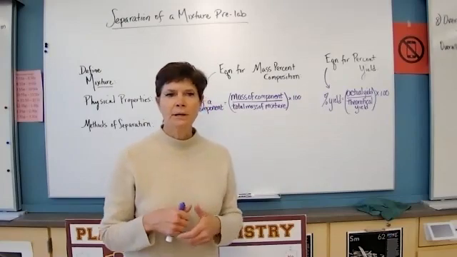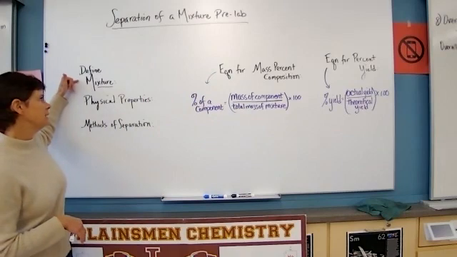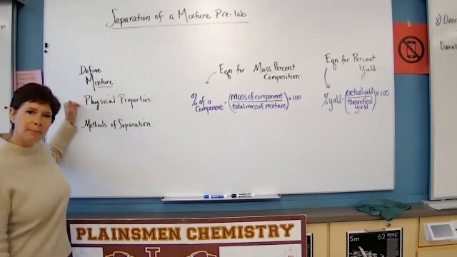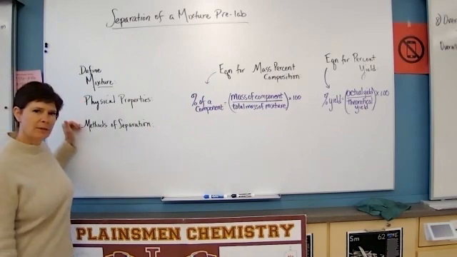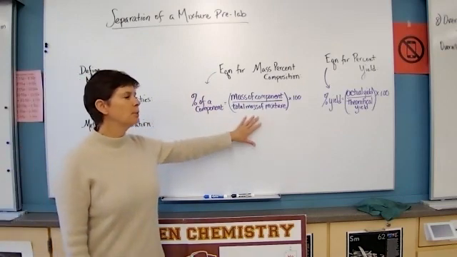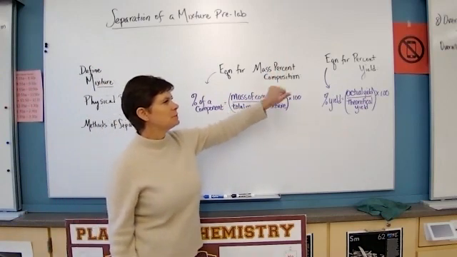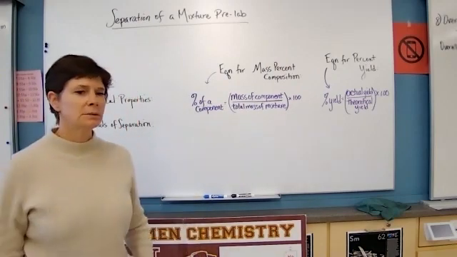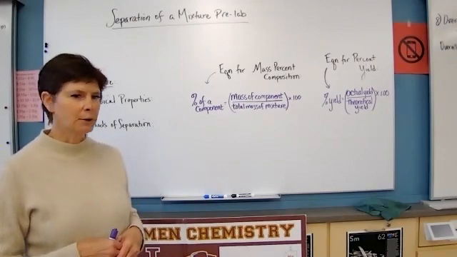Okay? In our pre-lab today, I will go through several different things. I'll start with defining a mixture. I'll give you some examples of physical properties that can be used to separate the mixture, things that we can exploit. And then we'll talk about methods of separations. I'll also go through equations for percent mass, percent composition, which is mass percent composition, and the equation for percent yield. And I'll do a couple of examples using a mixture that we'll talk about of oil and vinegar.